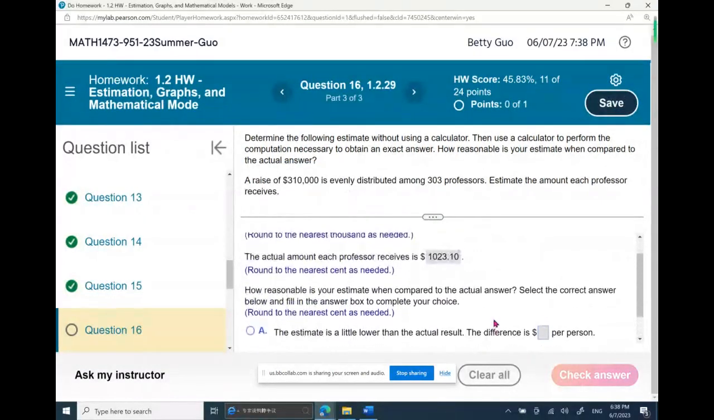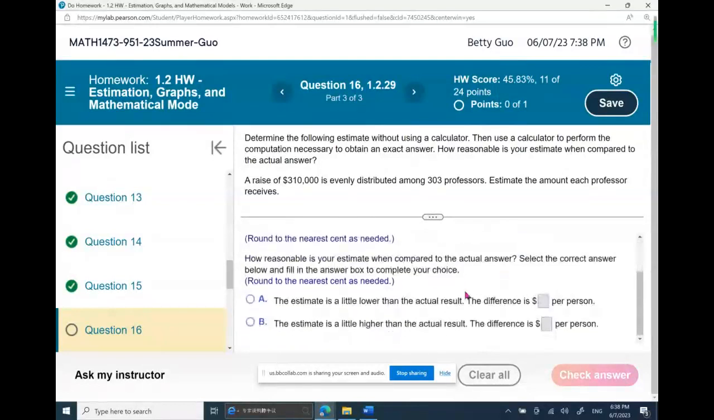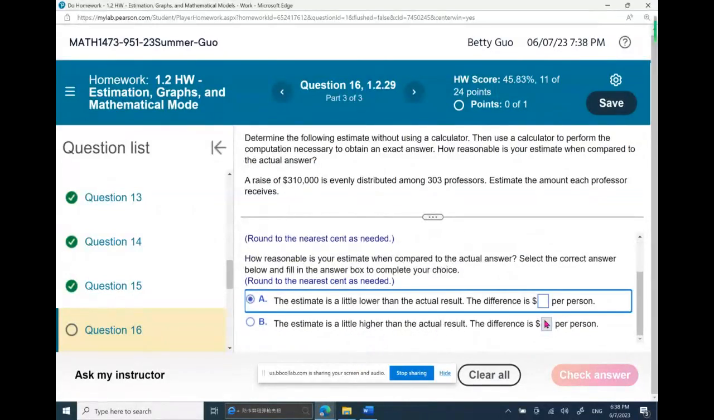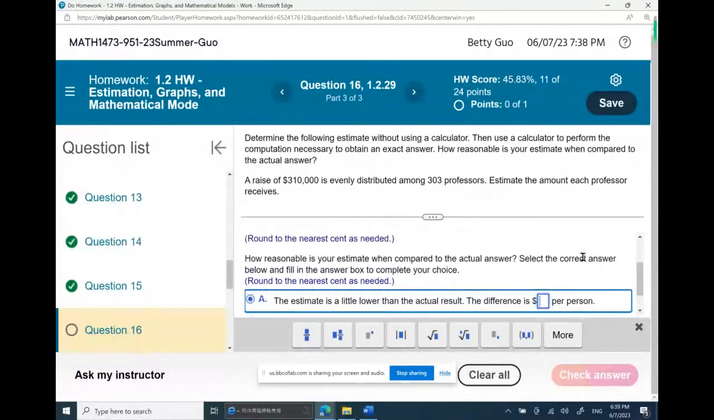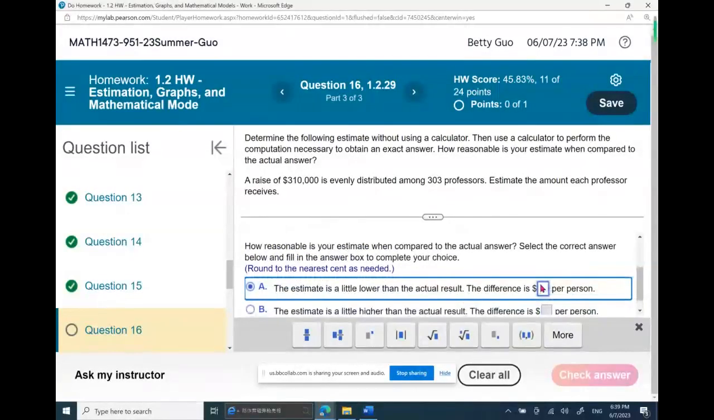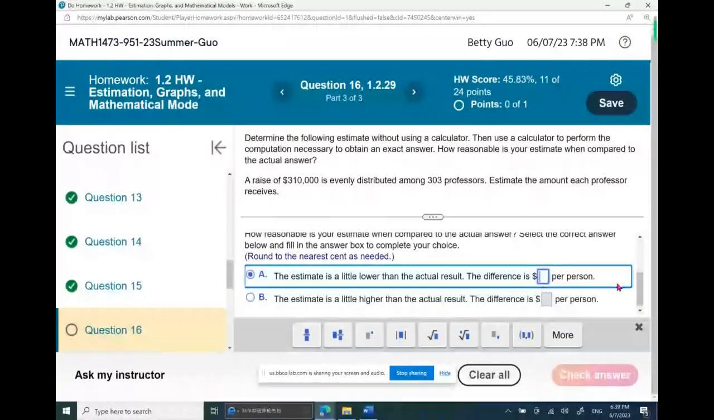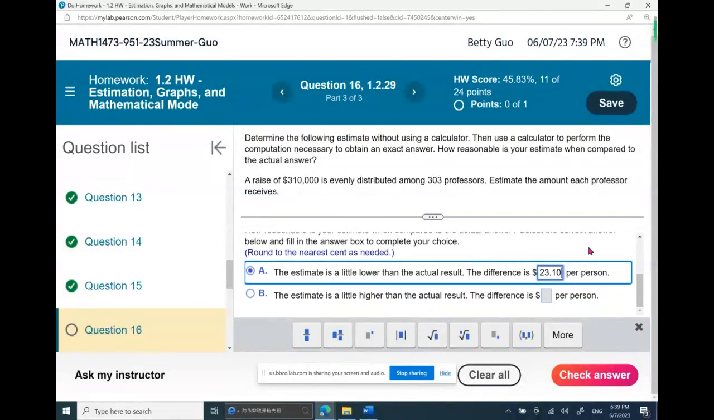The estimate is a little bit lower than the actual value, but it is very close. The error is only $23.10. Yeah. Read the question carefully.